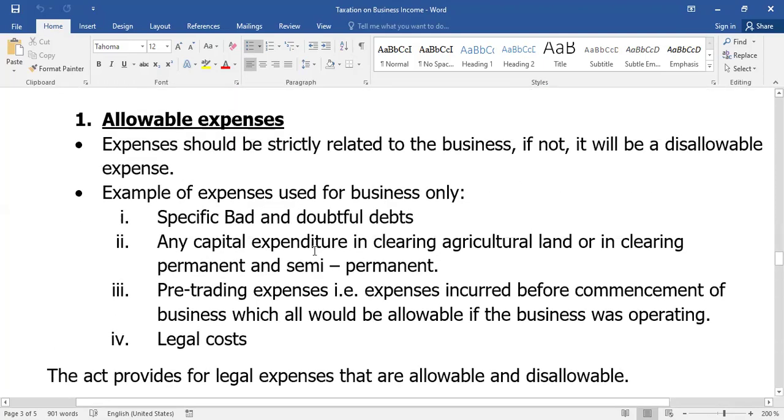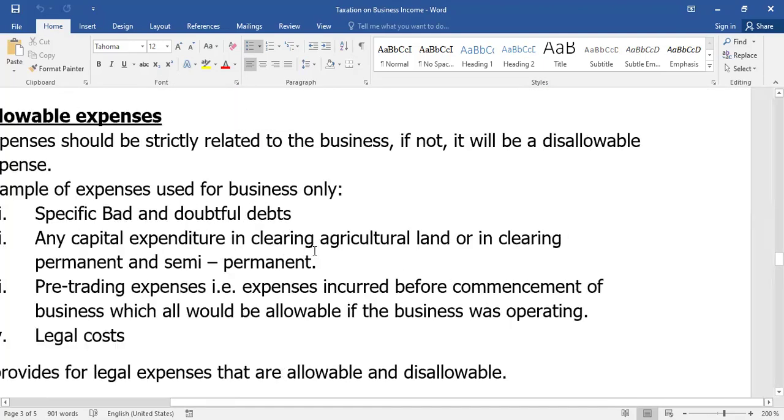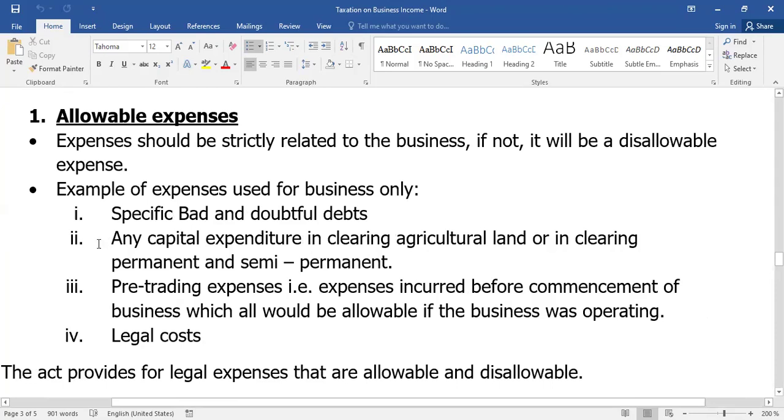Those aspects of assets, they don't have any importance right now. In a question, we normally just quote them. Now, we were analyzing the taxable business incomes. Right now, we should be looking at the allowable expenses, right? So the expenses should be strictly related to the business. If not, it will be a disallowable expense.